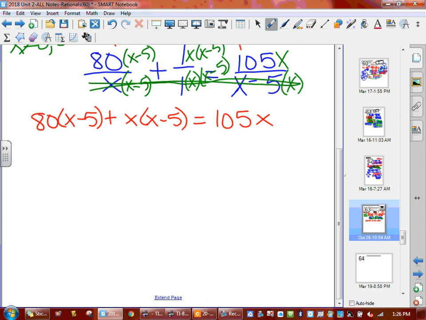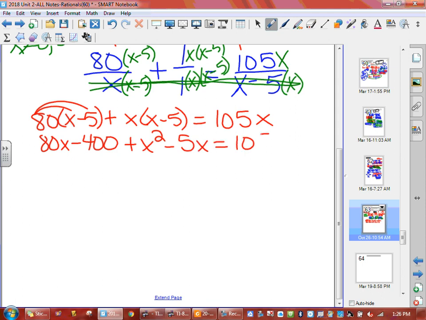And now we multiply in the brackets. So we have 80X minus 400 plus X squared minus 5X equals 105X. X squared is positive on the left already, so that means we need to move the 105X to the left. So this guy's going to move that way because X squared is positive over there. So we're going to subtract 105X's here. We're going to subtract 105X's here.